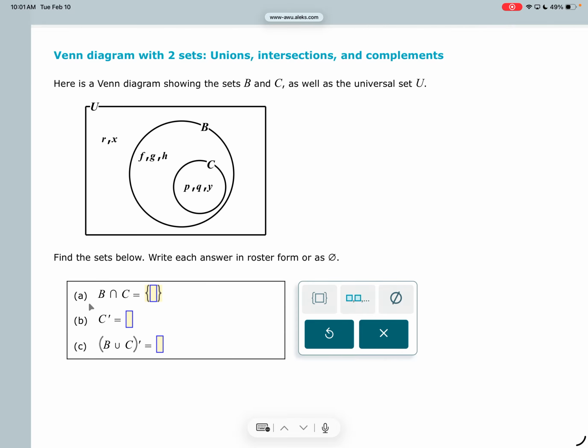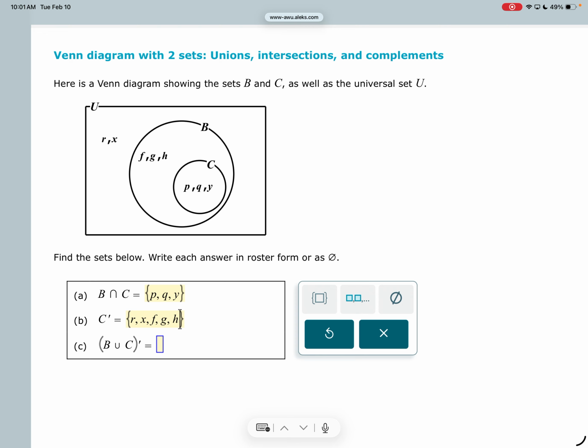B and C. B intersects C. What do B and C share? All of C is inside of B, so it is P, Q, Y. Okay. What is in C naught? What's not in C? That would be R, X, F, G, H.